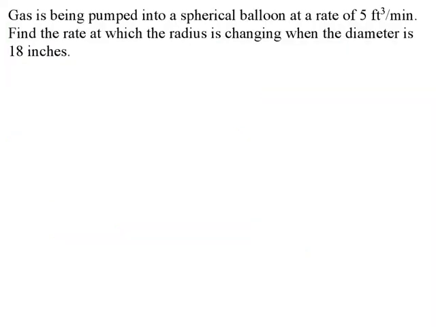Gas is being pumped into a spherical balloon. Now this isn't like liquid gas, okay? This is like helium. Gas is being pumped into a spherical balloon at a rate of 5 cubic feet per minute. Find the rate at which the radius is changing when the diameter is 18 inches. So let's think about that.